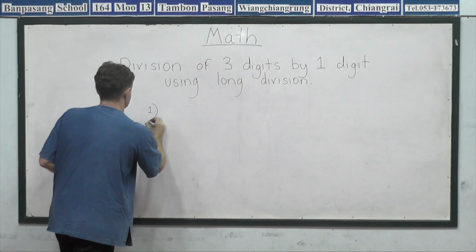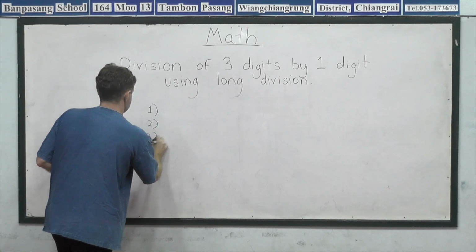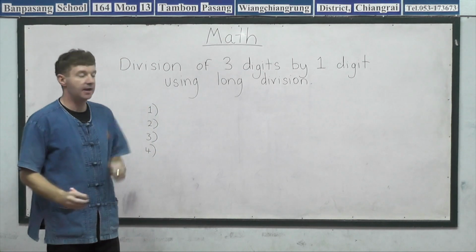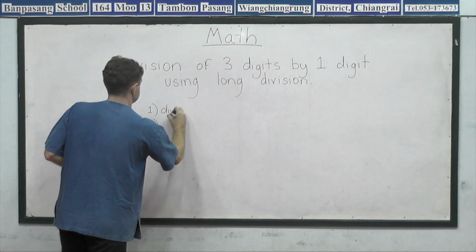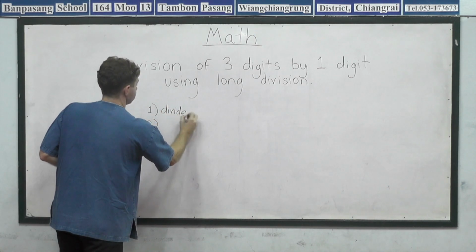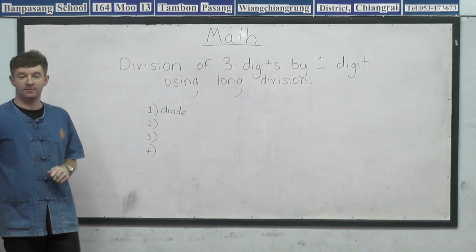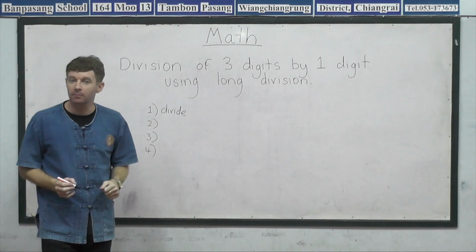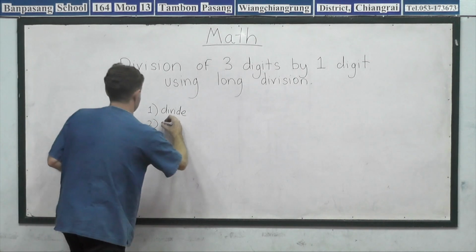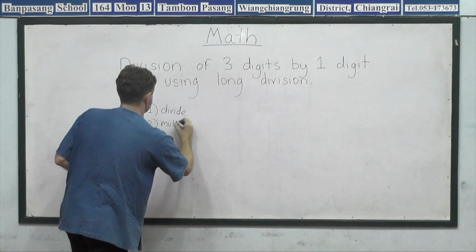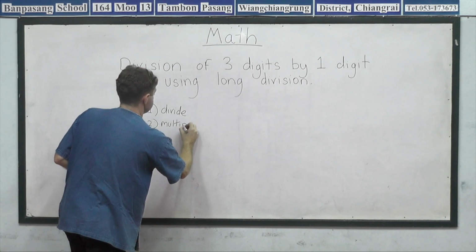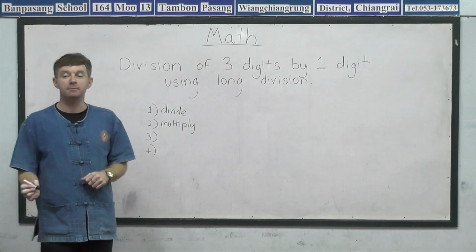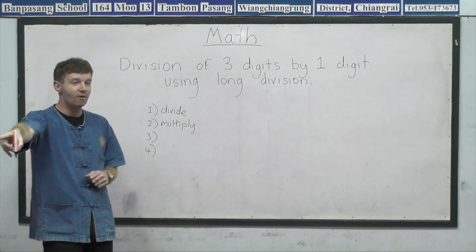1, 2, 3, 4. Who can remember step number 1? Divide. D-I-V-I-D-E. Divide. Step number 2. Multiply. M-U-L-T-I-P-L-Y. Multiply. Step number 3 begins with S. Subtract.